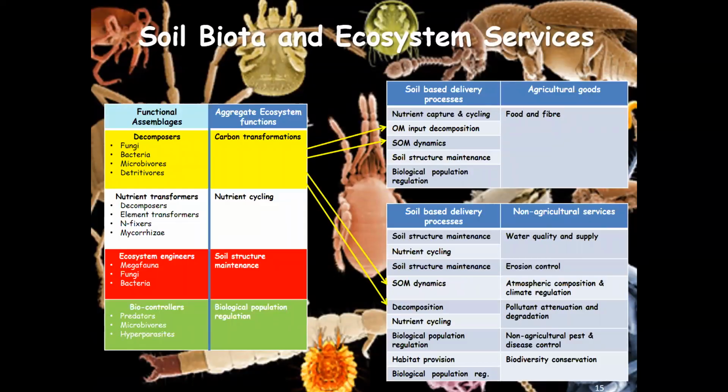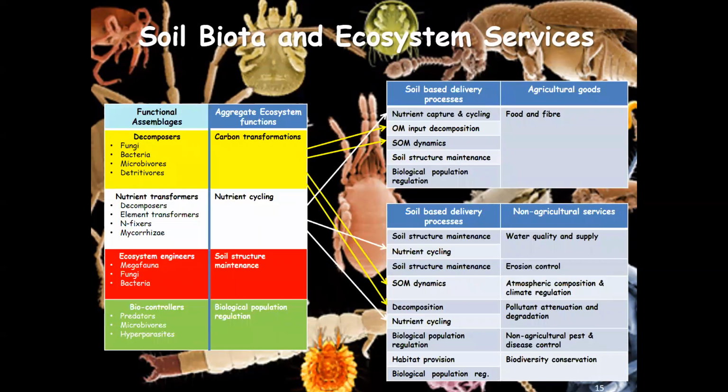Ecosystem services, what are they? Well, here we see some of the ecosystem services that are crucial to us and to our survival and to our ability to grow food and to produce the things that we need as human beings.